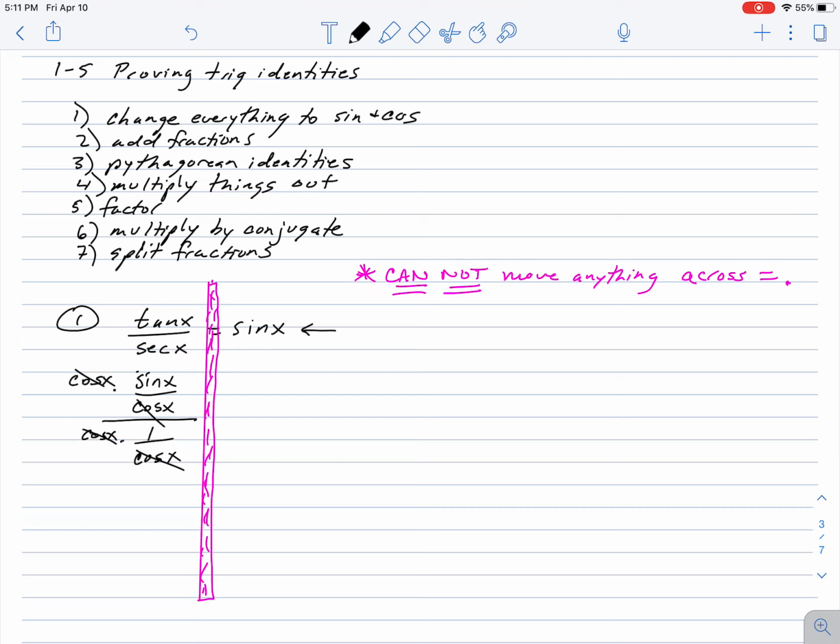Waiting for something magic to happen. So the cosines cancel, and oh, look at that. I'm just left with sine x. And when these guys match, then you're done. Okay, so this is an example of how to rewrite with sine and cosine.